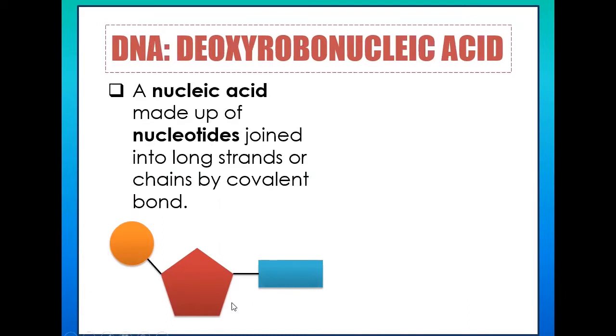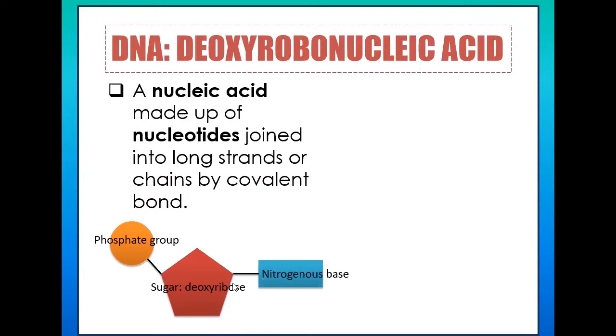Okay, one nucleotide is known to be a monomer. Your nucleotide is composed of a phosphate group, this circular shape, and this pentagon shape is for your sugar, and the type of sugar for DNA is known to be deoxyribose. The deeper discussion for this will be tackled once you hit grade 10.